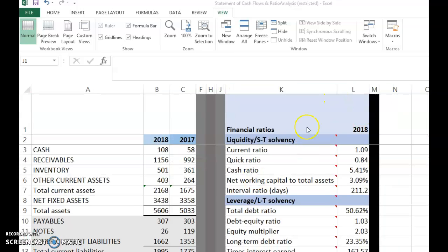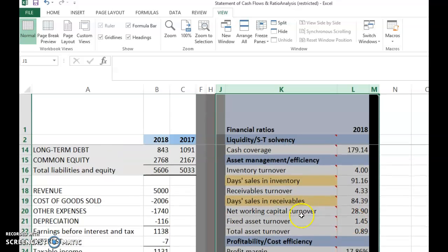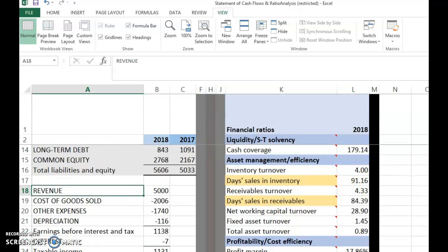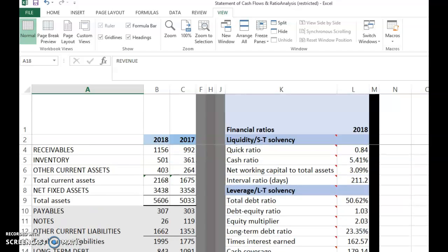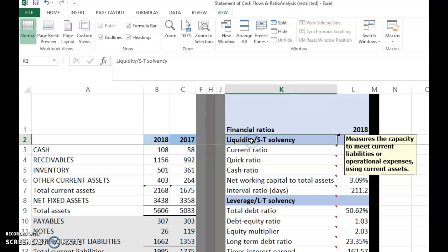Alright, welcome back. So we have this financial statement information. You have the balance sheet on top, and then the income statement at the bottom. We are using the same example, same company's financial statements, and we are going to look at the various ratios. Let's look at the ratios in the first category, which is liquidity or short-term solvency. So what does this measure? As a whole, liquidity measures the capacity of the firm to meet current liabilities. Meet here means pay current liabilities or operational expenses, using current assets.